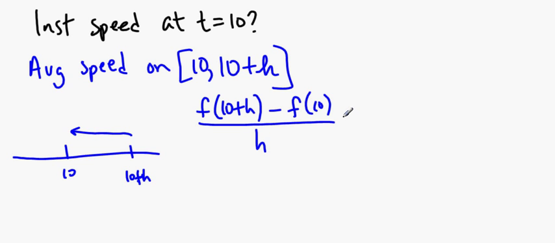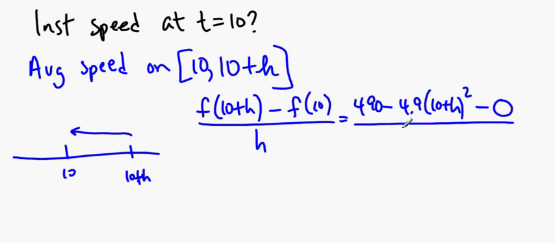And when I do that, here's what I get. I get 490 minus 4.9 times that input squared, minus, well, I know where the ball is at 10 seconds. At 10 seconds, the ball is on the ground. And I divide by h. And if I do a whole lot of algebra that you would have to hit the pause button and do on your own, this thing simplifies to minus 4.9h minus 98.